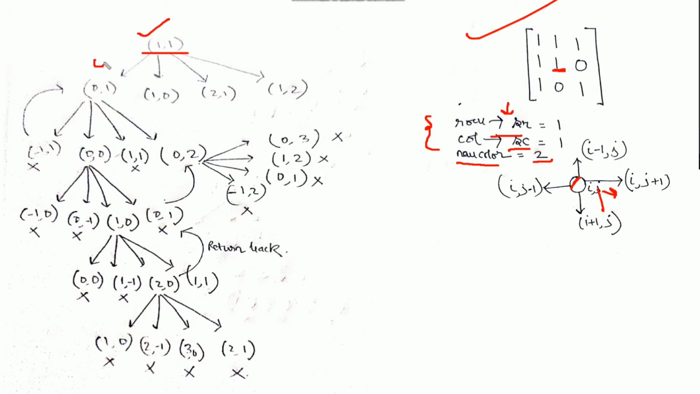and 0 comma 1 means up, left, down and right. Okay, up, left, down and right. So initially in location 1 comma 1 the initial color is having pixel value 1. Okay, and our new color is 2. So we need to change the pixel value from 1 to 2.